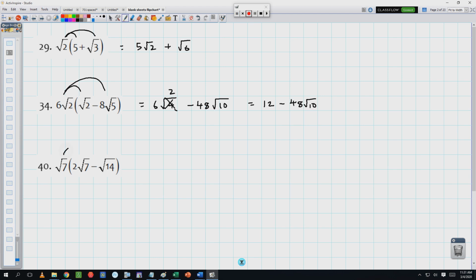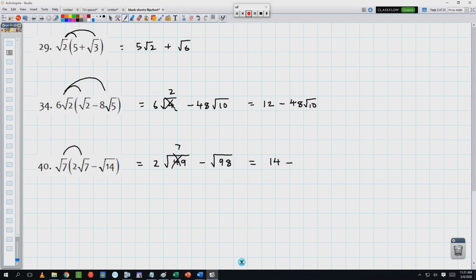And one more. Radical 7 times this. The 2 is on the outside. We have a radical 7 inside, another radical 7 inside, that's a 49. Another one of those perfect numbers, minus 7 and 14 are both on the inside, that'll make a 98. This 49 becomes 7, so this becomes 2 times 7, which is 14.